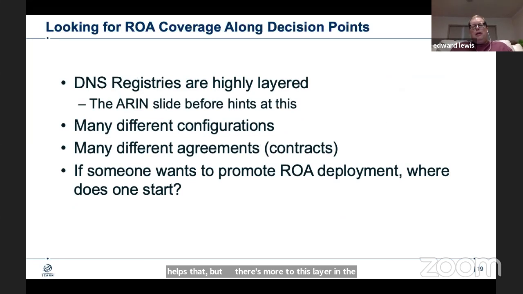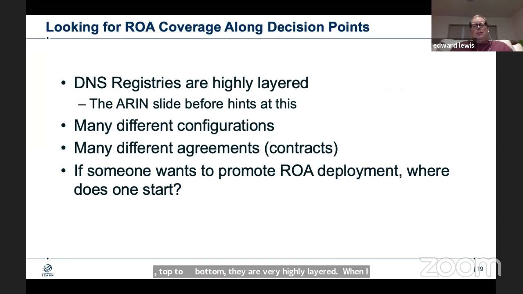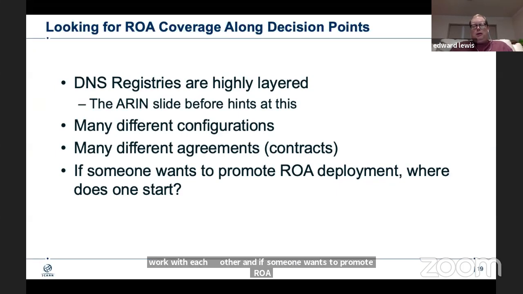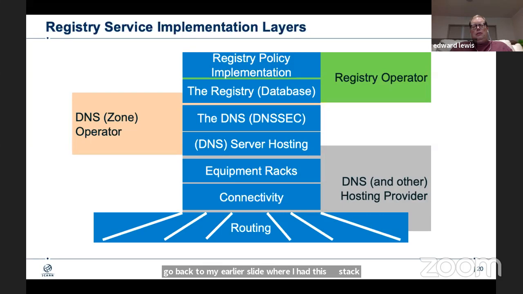Now, looking at some of these raw numbers, you don't see much of a tale about where ROAs are being deployed or not being deployed. You have to realize that the DNS registry, the way it's put together, top to bottom, is very highly layered. And what I said about ARIN is a hint at this. There are many different configurations. There are many different ways that people work with each other. And if someone wants to promote ROA deployment, one thing to do is try to look up and down the stack and see where the decisions are being made. So if I go back to my earlier slide where I had this stack of the elements involved in putting together a DNS service, a registry operations service.